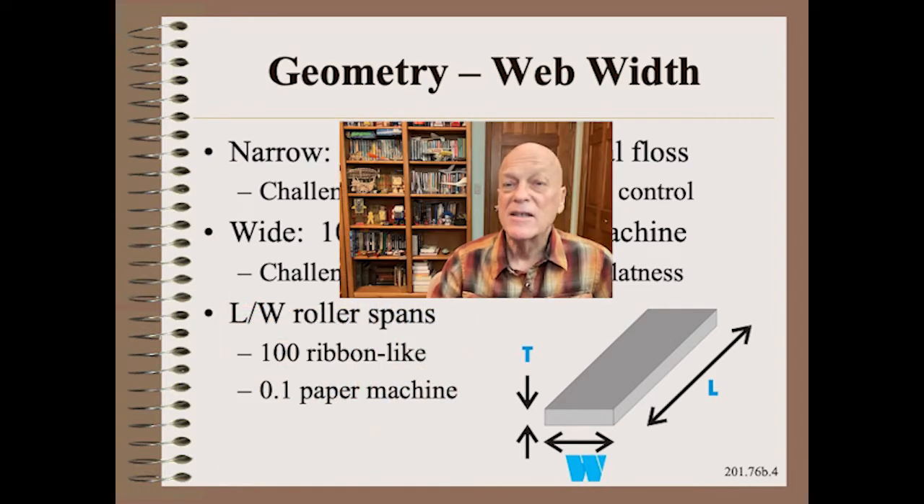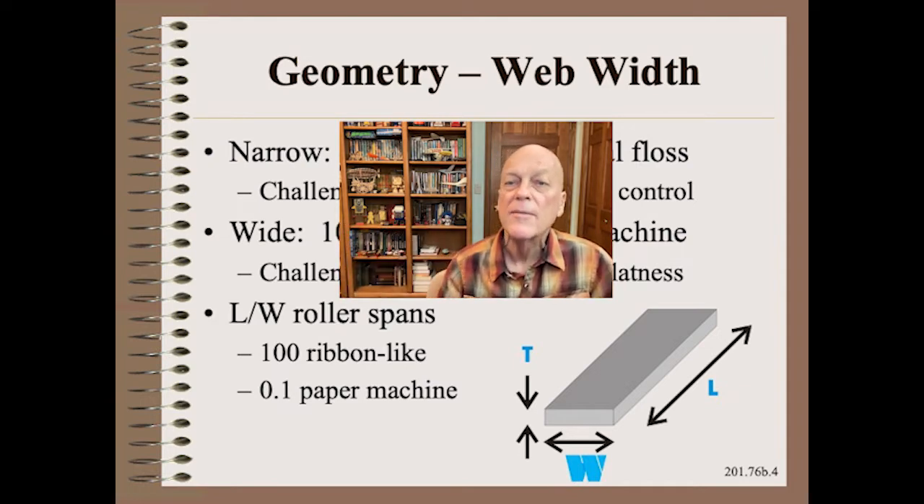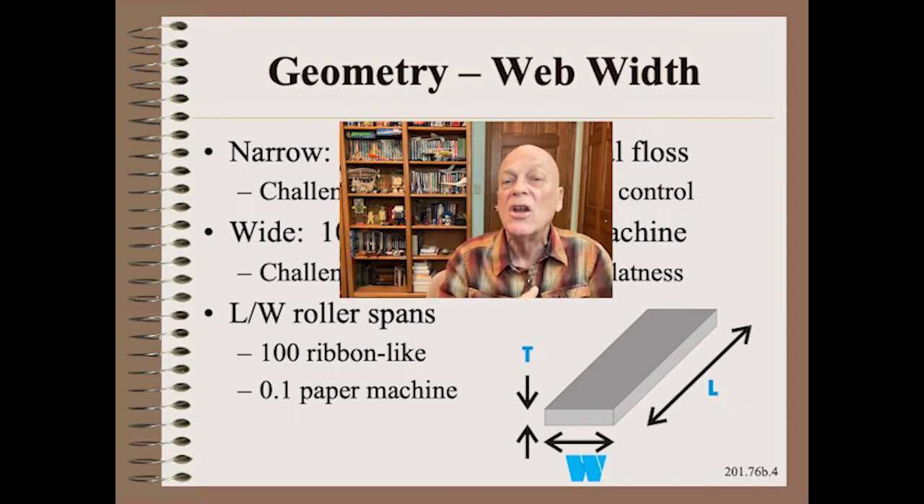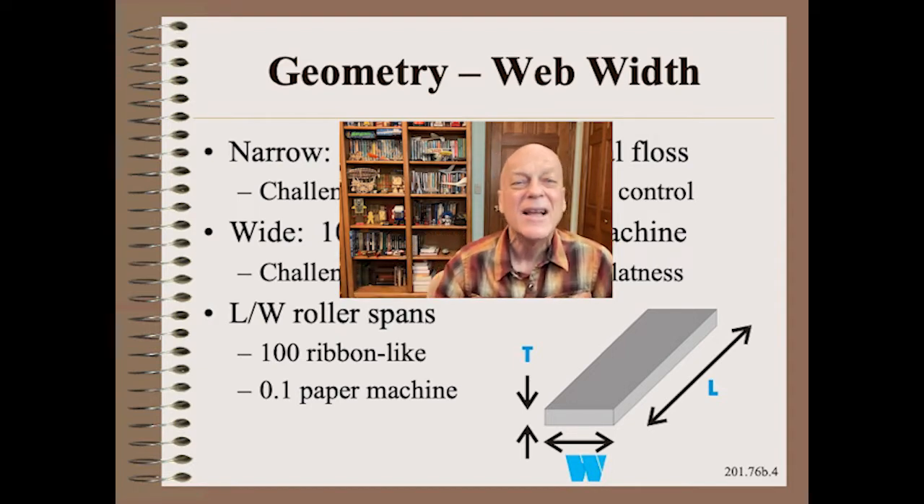Sometimes in web handling, it is best to think of span lengths as non-dimensionalized by width. Ribbon-like materials can have L over W's of more than 100, and path control can be a nightmare. On the other hand, paper machines have L over W's of less than 1. In that case, the roller precisions, mostly in-plane roller alignment, must be at the limit of commercial alignment tooling tolerances to avoid wrinkling and other troubles.